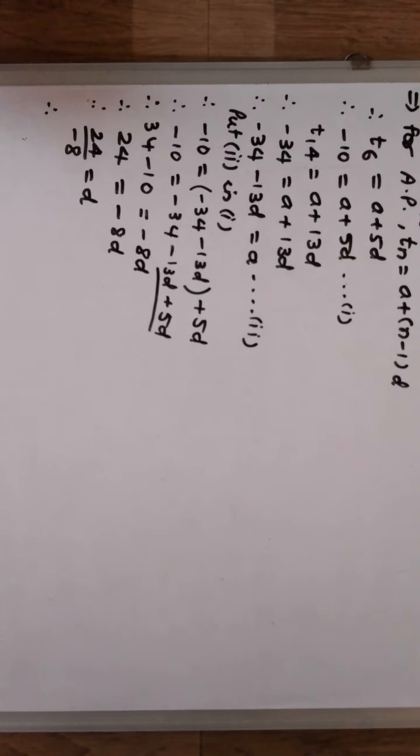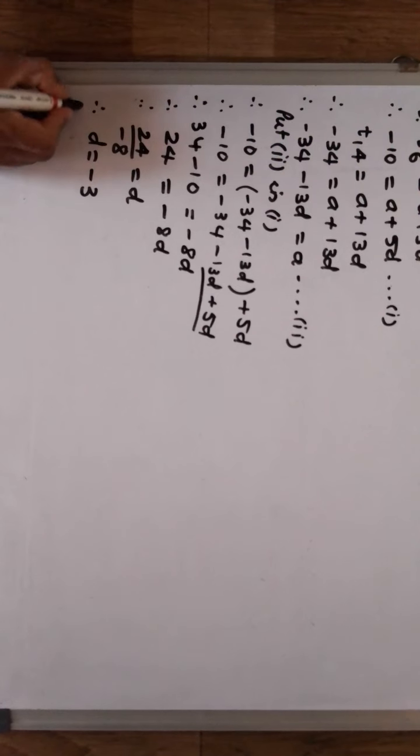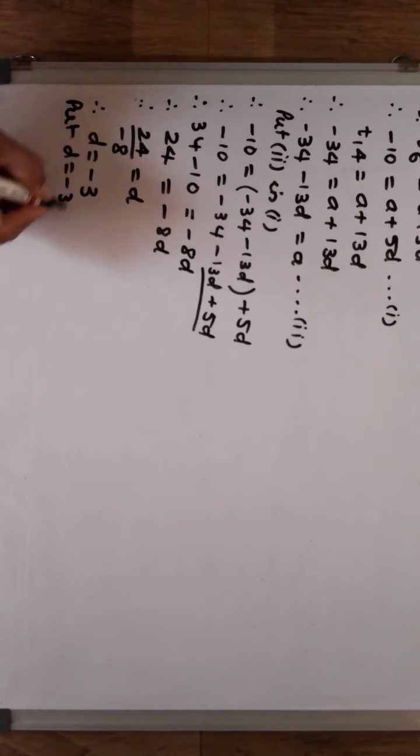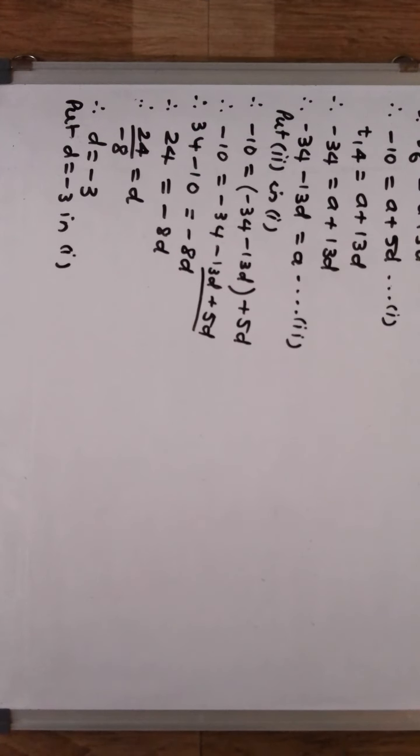Right? So 8 3s are 24, so d is your minus 3. Put this d is equal to minus 3 in either the first or the second, wherever you find it easier to solve. Okay? So if you want, you put it in the first one because it is easier to solve. So we will put d is equal to minus 3 in the first one. Wherever d is there, I will write minus 3.